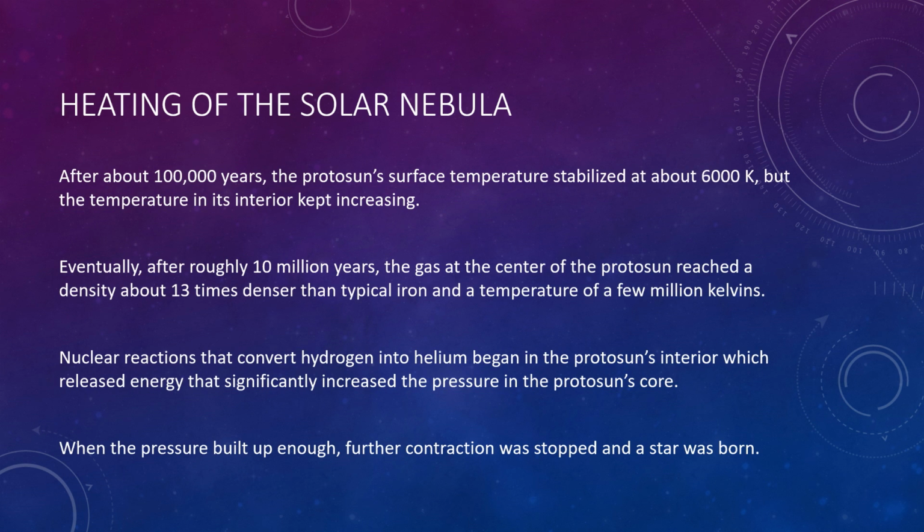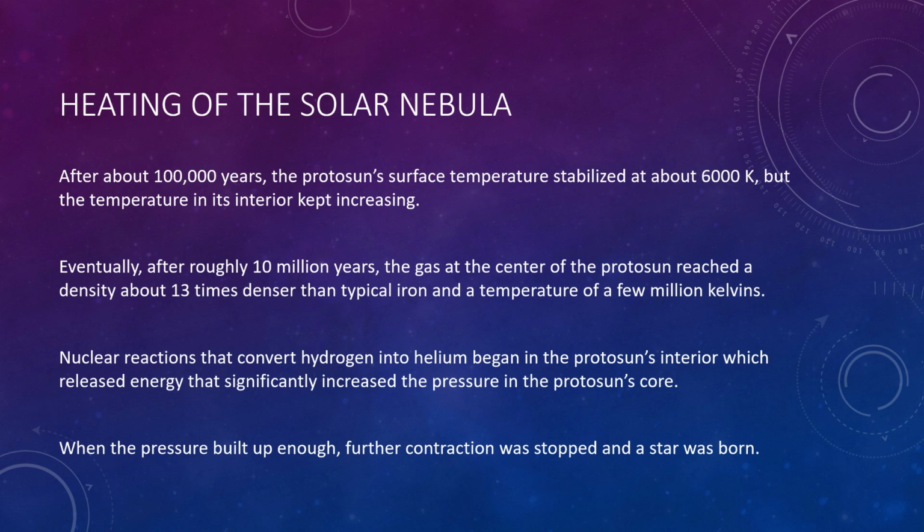As the newly created protosun continues to contract and become more dense, its temperature continued to climb as well. After about 100,000 years, the protosun's surface temperature stabilized at about 6,000 degrees Kelvin. But the temperature in its interior kept increasing to ever higher values as the central regions of the protosun became more and more dense. Eventually, after perhaps 10 million years had passed since the solar nebula first began to contract, the gas at the center of the protosun reached a density of about 10^5 kilograms per meter cubed, which is about 13 times more dense than typical iron, and a temperature of roughly a few million degrees Kelvin.